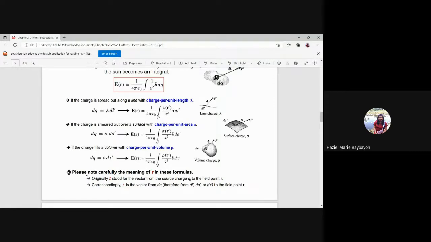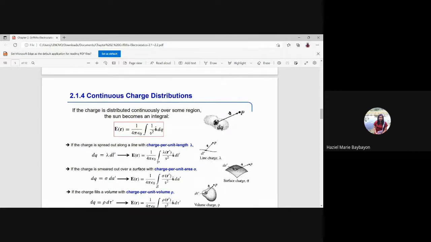Okay, so na siya note, no? Please note carefully the meaning of the position r in this formula. So, kini nga mga r. Okay, so originally, r stood for the vector from the source charge Q1, Qi to the field point r. Correspondingly, r is the vector from dq to the field point r. So, therefore, from dl, dA, or d tau. So, gikan diri from dq padulong sa imong field point. So, muna siya si r.